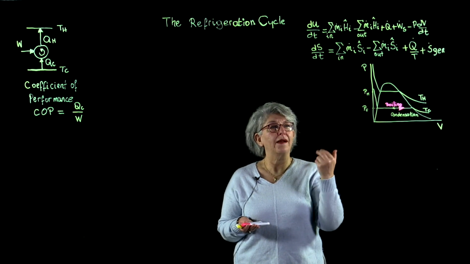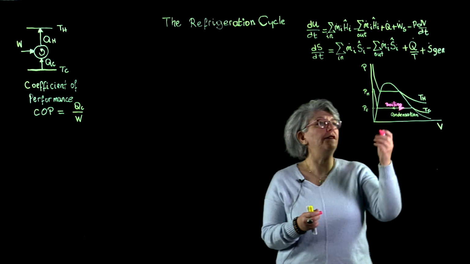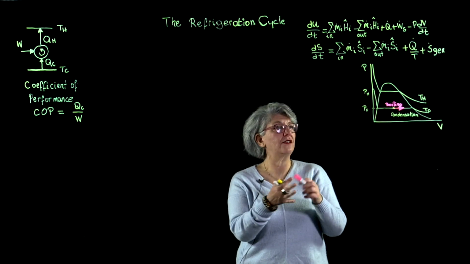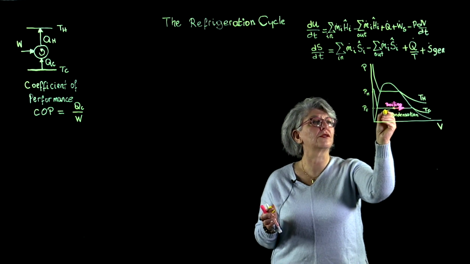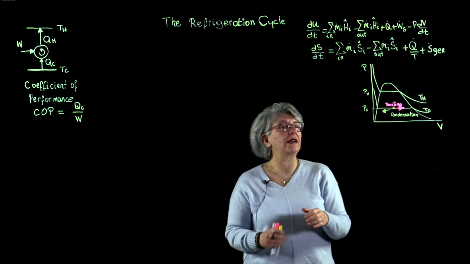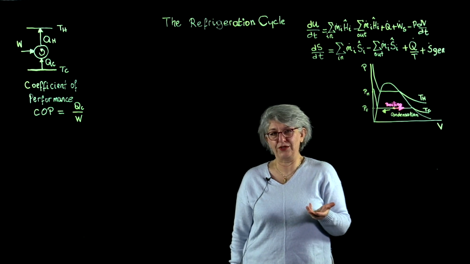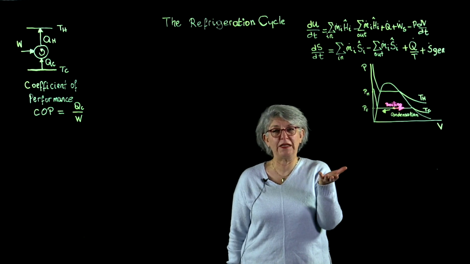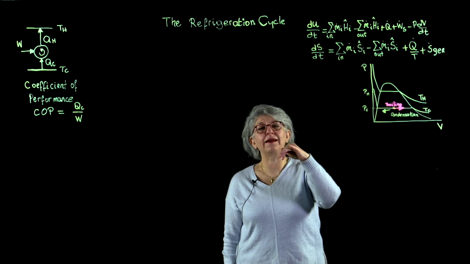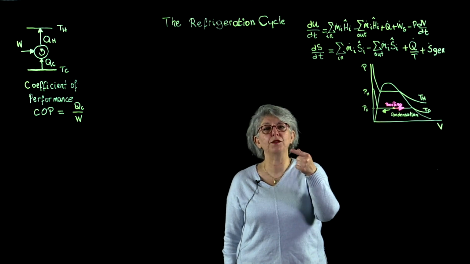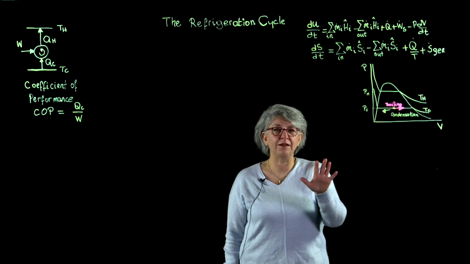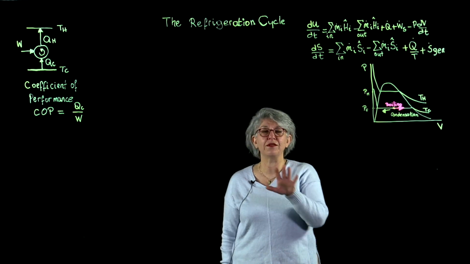Now, let me just make sure that my arrows are showing in the correct directions with the correct color. Yeah. If I'm boiling at a lower temperature, it means that my fluid can absorb energy at that lower temperature. And if I'm condensing at a higher temperature, it means that my fluid can discard energy at this higher temperature. So this is the principle that we are going to be using in designing our refrigeration cycle.